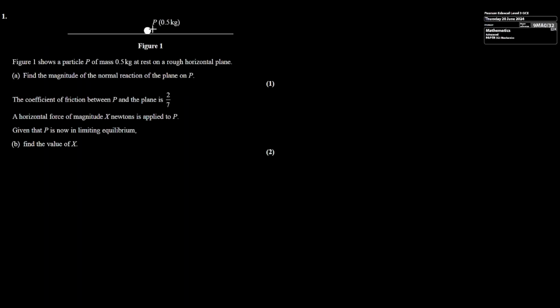Okay, question 1. We've got a particle initially at rest on a rough horizontal plane, so friction will be involved. We've got to find the magnitude of the normal reaction force. Then we're given the coefficient of friction between the particle and the plane, and we've got to work out pulling forces and so on.